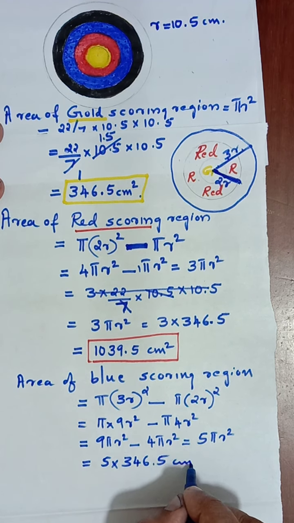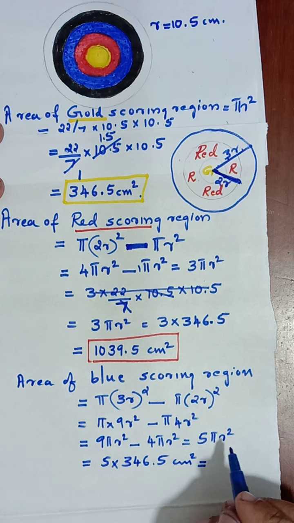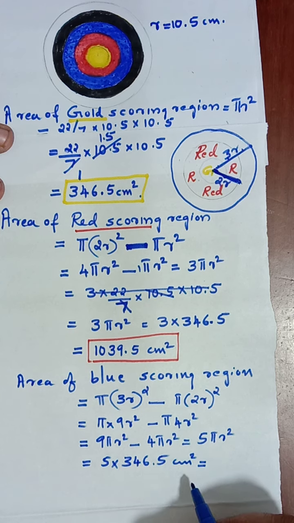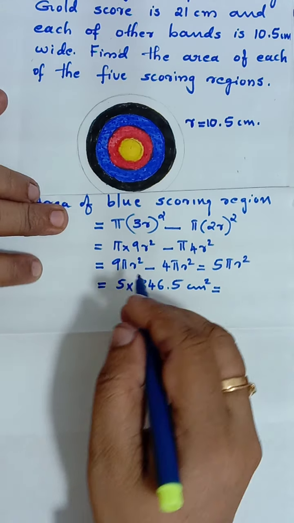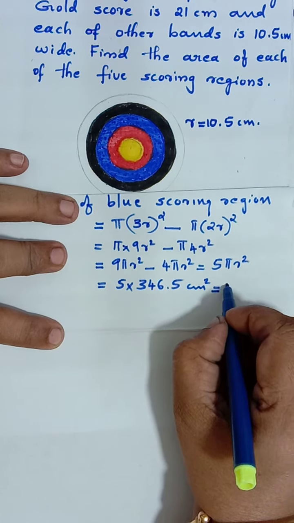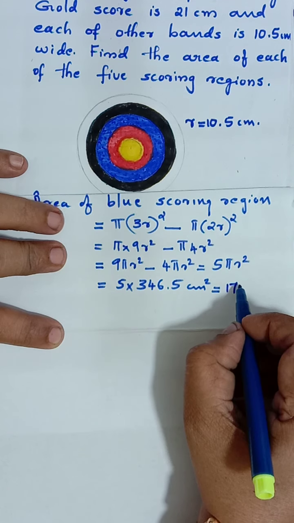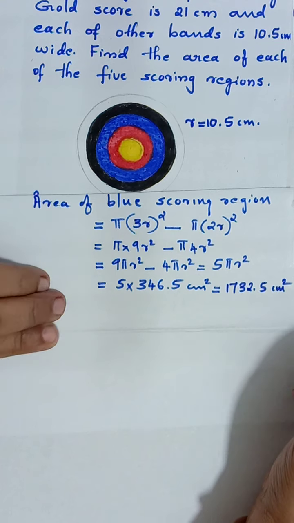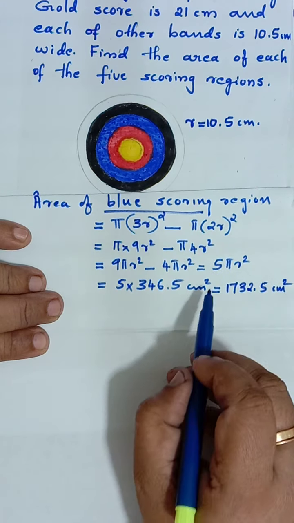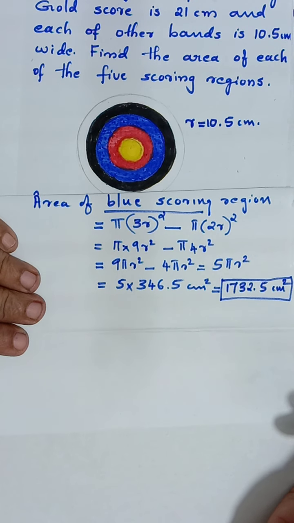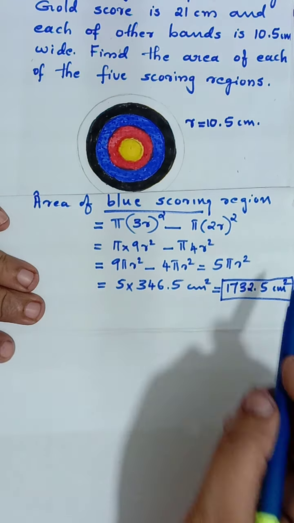What is it equal to? You have to multiply and get it. 5 into 346.5 cm square. Here we get the answer: 5 into 346.5 cm square is equal to 1732.5 cm square. This is the area of the blue scoring region, 1732.5 cm square. After that it comes to black.